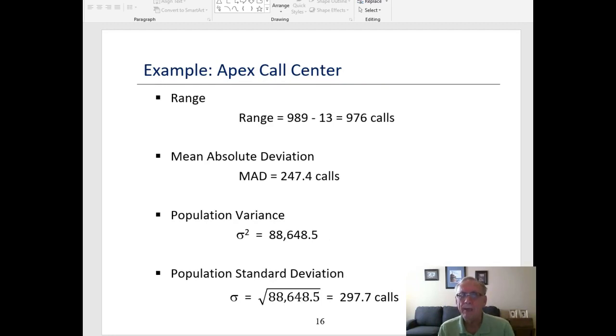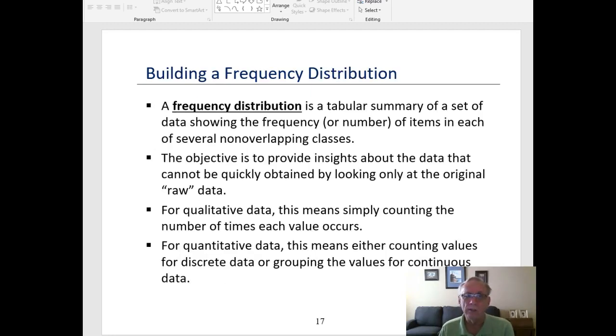If we look at Apex Call Center, the range, 989 minus the 13, the range is 976. Mean absolute deviation, as we went through that before, 247. The population variance, mu squared, 88,648. The standard deviation is the square root of that, or 297.7 calls.